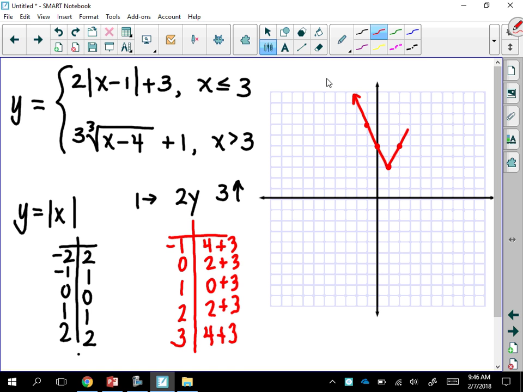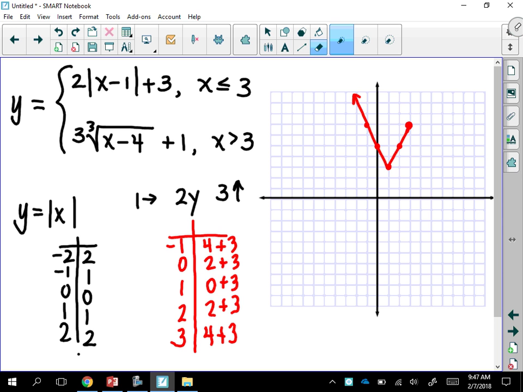And I'm only keeping the part of the graph where the x's are less than 3. Less than or equal to, right? So at 3, is it going to be an open circle or a closed circle? Closed circle. So there's the absolute value function, but I've stopped at 3 because this piecewise function tells me only graph this piece up to where x is 3, and including 3.